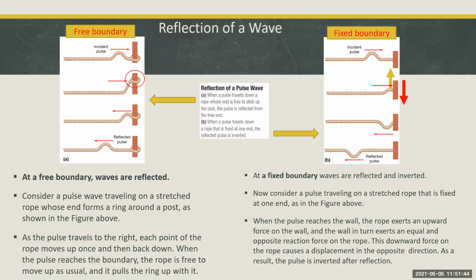Now, a wave can be reflected. So take a look at the boundaries that we have. We have a free boundary and a fixed boundary. In a free boundary, this example is like when you just don't want your dog to run away, for example. So what happens? Your dog is free to move. You attach him with a rope to, for example, a tree. Okay, the dog is free to move.